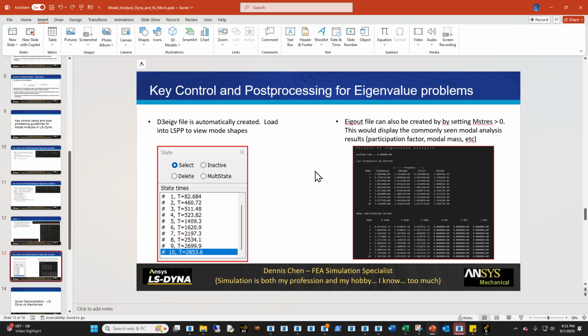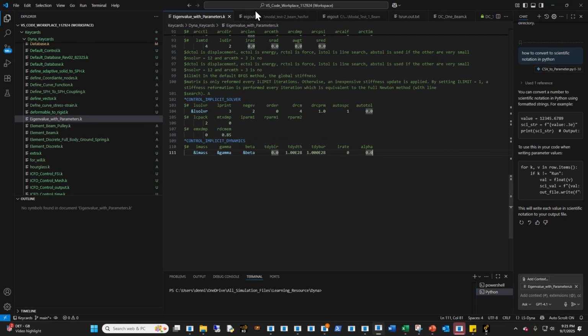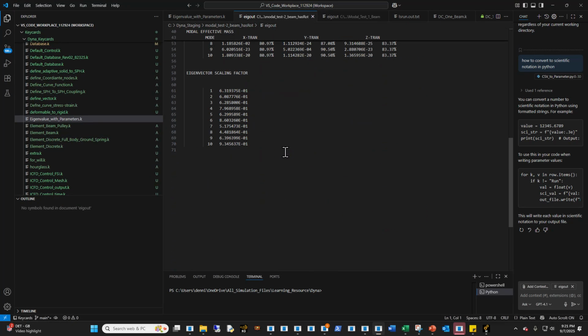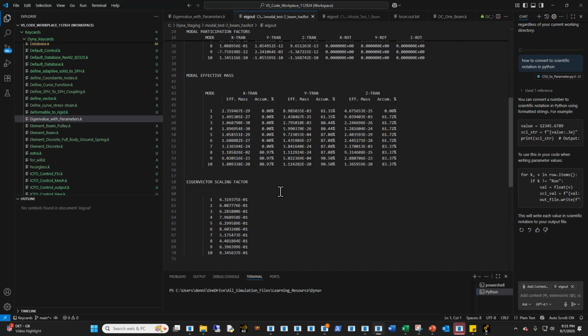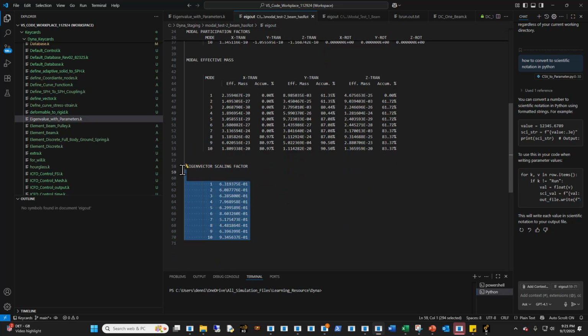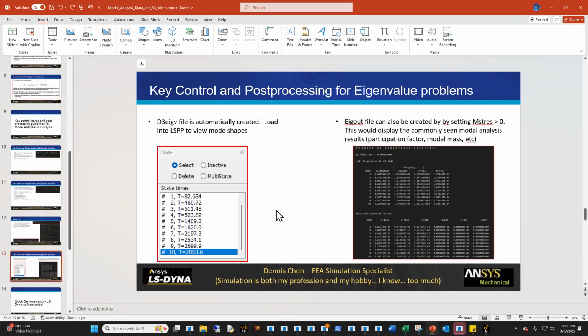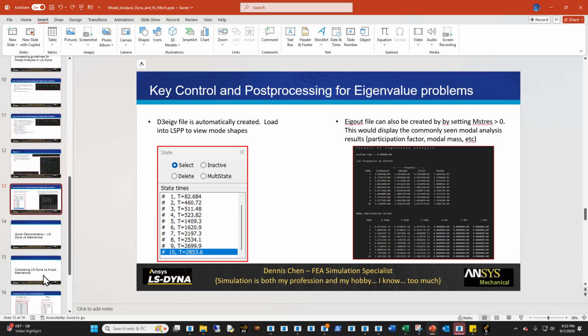Lastly, once the problem is finished, what you will get is a D3EIG file. This is your mode shape file. You just import it like a D3plot. Then you have the EIGOUT file, which is where you get your participation factor and your modal mass, from this text file. This text file will look something like this. This is your participation factor, effective mass, and this is your scaling factor. This is essentially your eigenvalue, which is just the eigenvector scaling factor, and that's where you get to see the information that you otherwise see inside the Ansys Mechanical window.